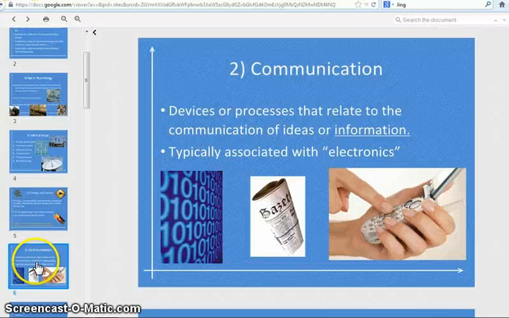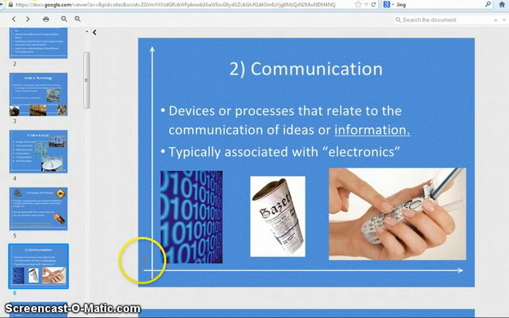So anything that's typically electronics, like cell phones or tablets or computers, even television, radio, Bluetooth, all these different things deal with communication of information. So signals, satellite signals, would fall under this. Even if it's older, like a print version, like the newspaper or letters, would fall under this category.